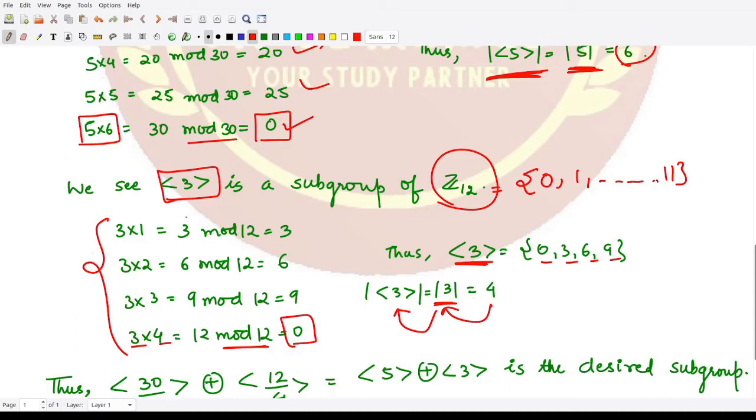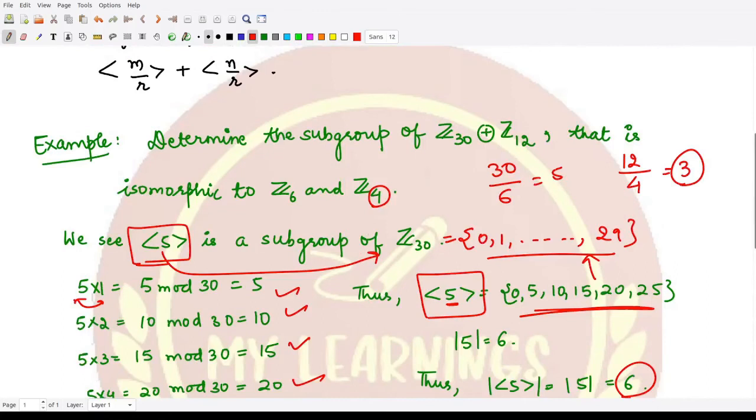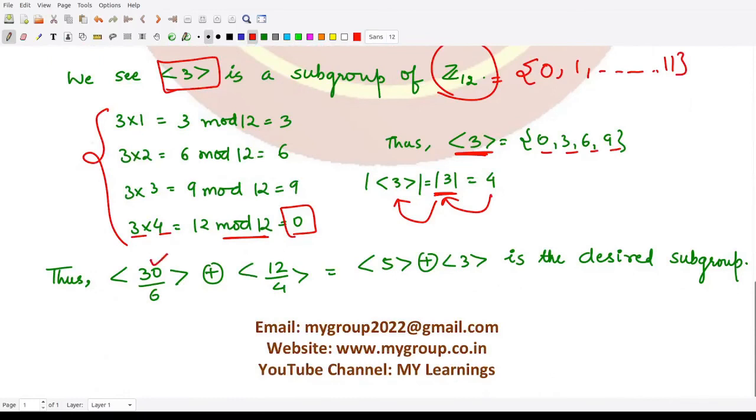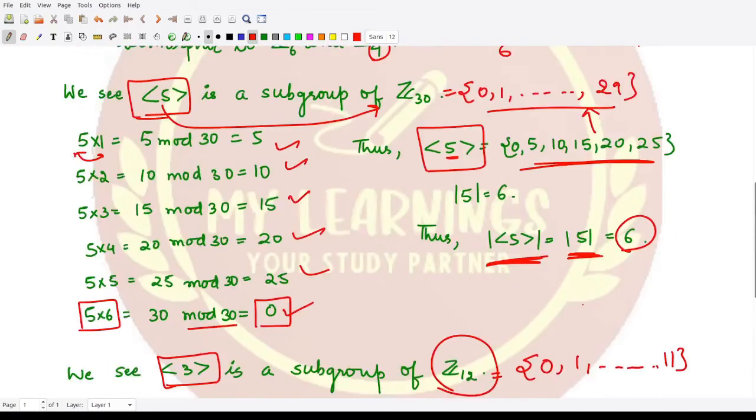Hence we obtain two subgroups, one for Z12 and one for Z30, such that we are now able to write the subgroup of this direct product. According to the theorem, it is given by this relation. We have the value of M as 30 and the value of R as 6, so when you solve this you have 5, and the value of N as 12 and the value of S as 4, so when you divide this you have 3. That means this is the desired subgroup, which is isomorphic to Z6 direct product with Z4, and this is what we wanted to calculate here.